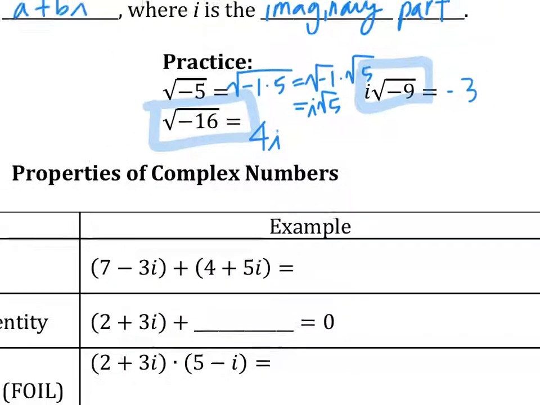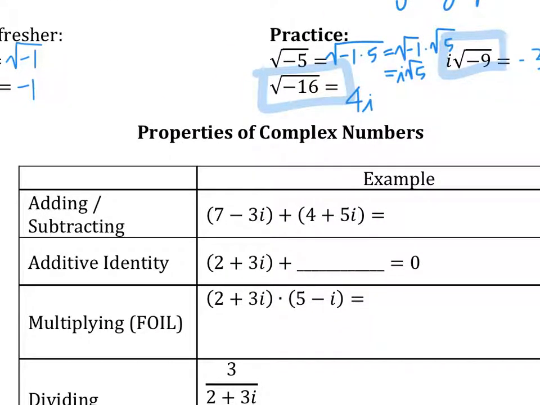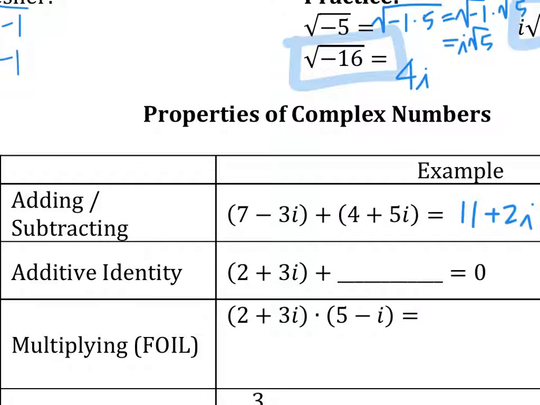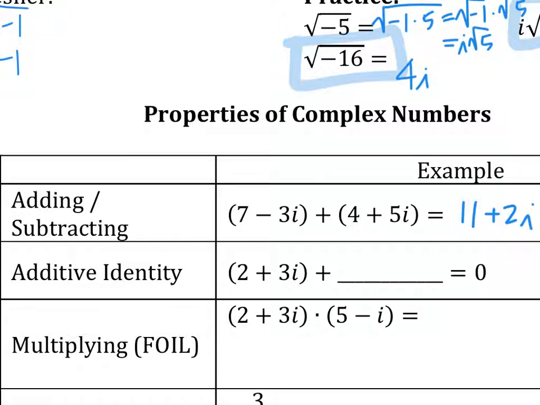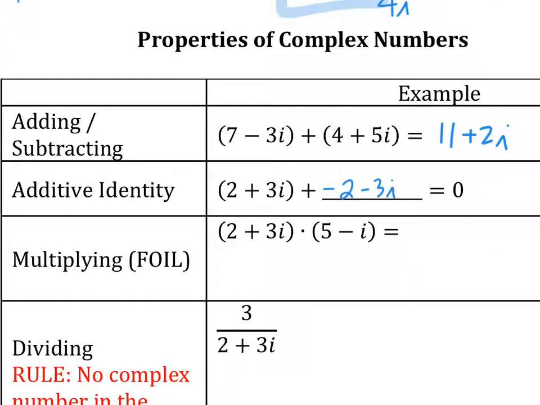Okay. Now let's look at some properties. Adding and subtracting. If you're adding and subtracting complex numbers, it's kind of like combining like terms. You take all the real parts and put them together. You take all the imaginary parts and then you put those together. So easy stuff. Additive identity. So a complex number plus something equals 0. So for example, 2 plus 3i. 2 plus 3i plus what is going to equal 0? Caleb, what do you think? Negative 2 minus 3i. Yes, so basically the opposite.